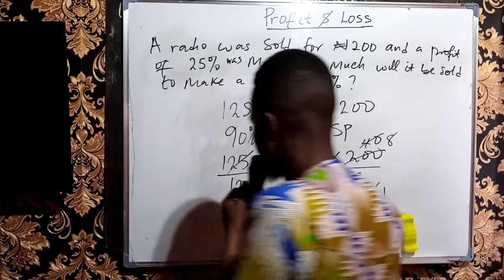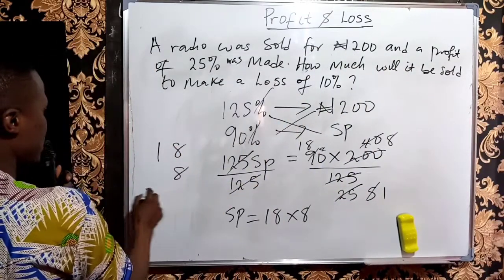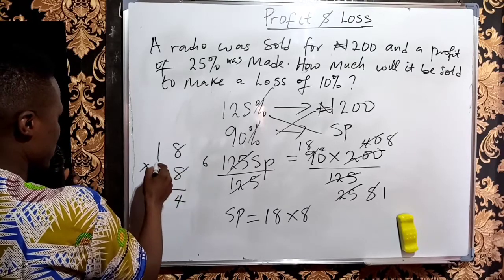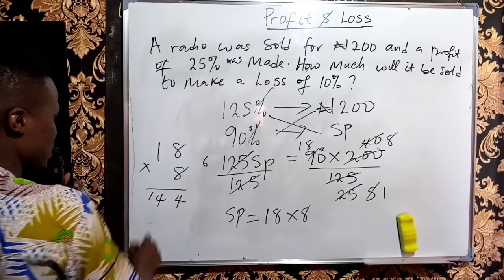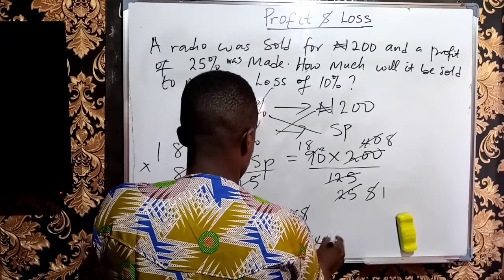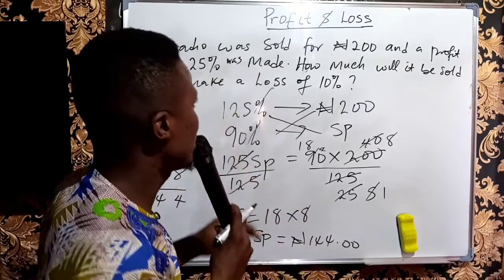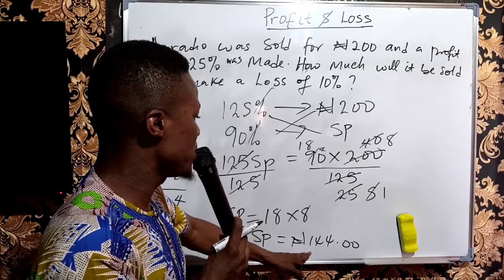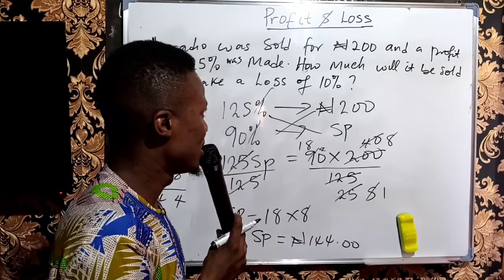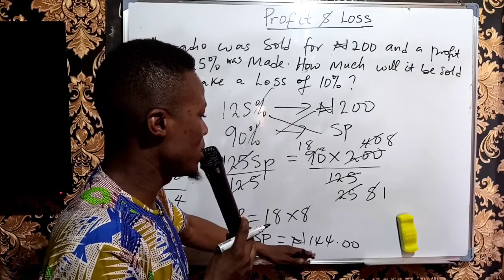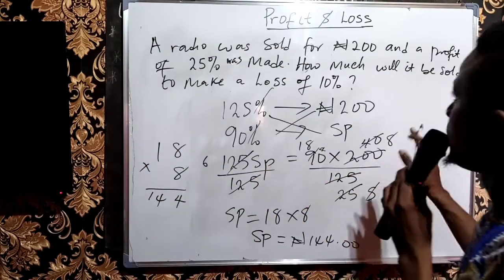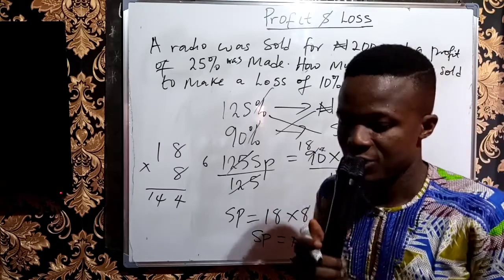So 18 times 8, let's see what it will give us. 8 times 8 is 64. You write 4 carry 6. 8 times 1 is 8, plus 6, you have 14. So this will give us that our selling price is equal to 144 naira, no kobo. So for this man to make a loss of 10%, he must sell the article for 144 naira. So if you sell above 144 naira, you will not make a loss. This is the shortcut you have to employ when a question like this comes up.